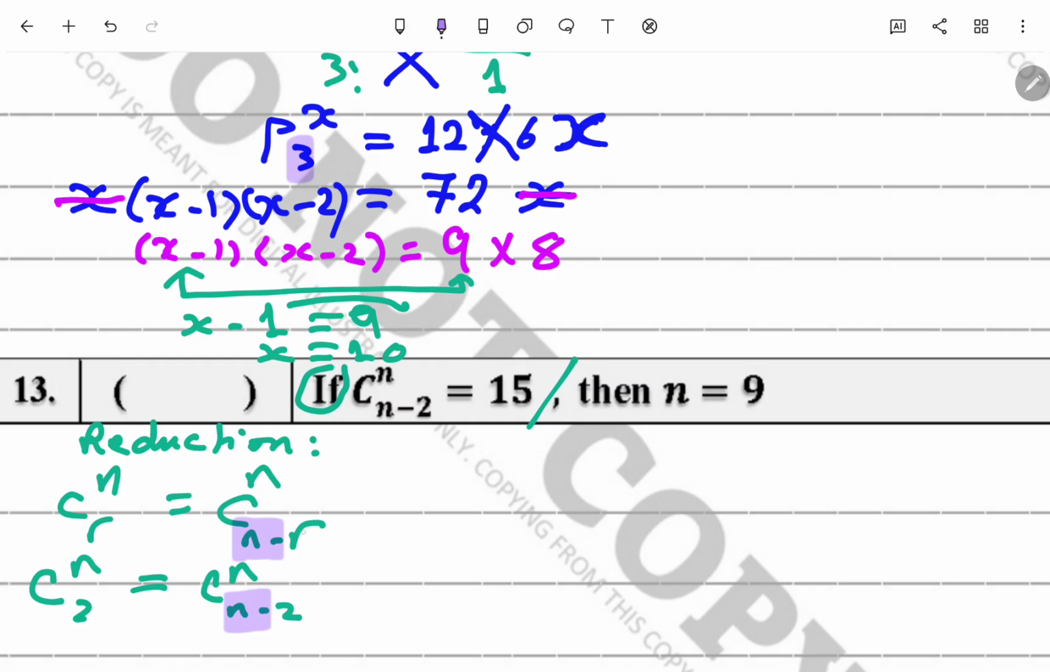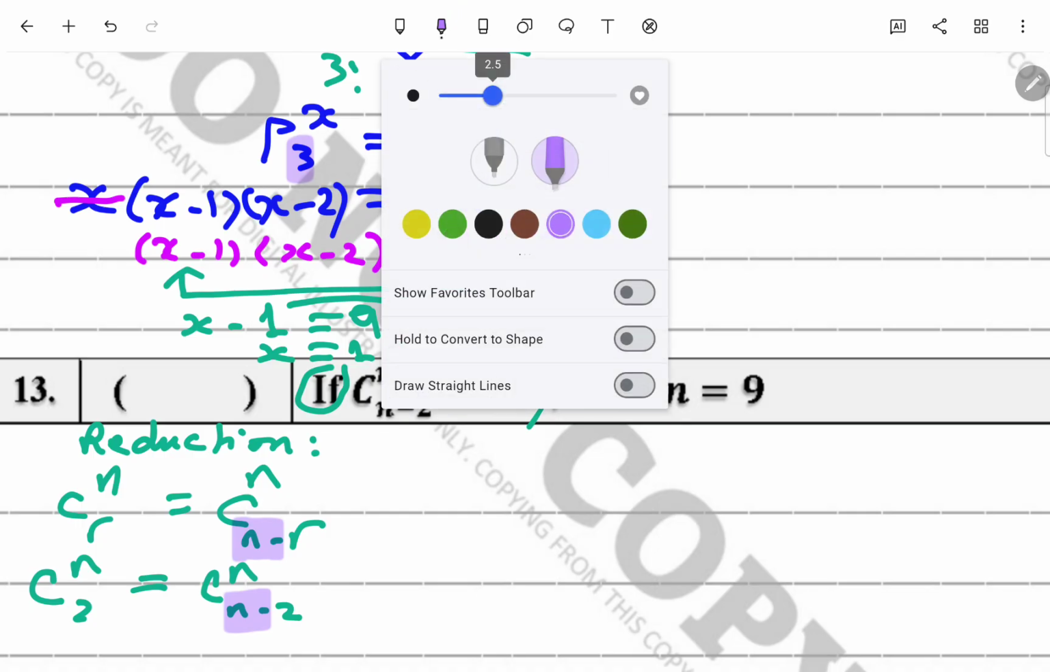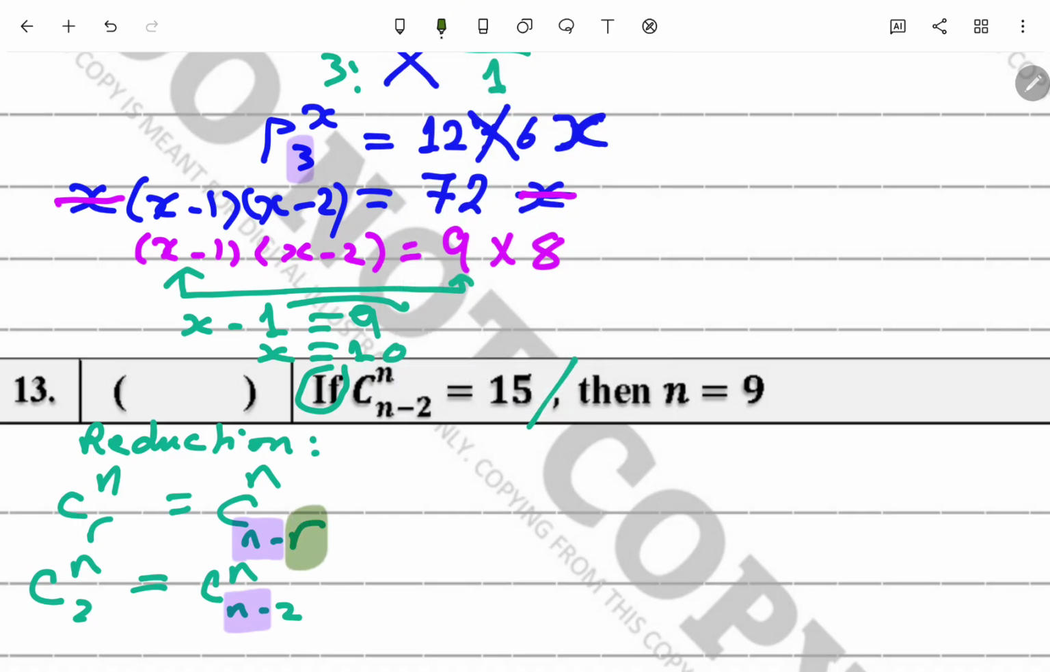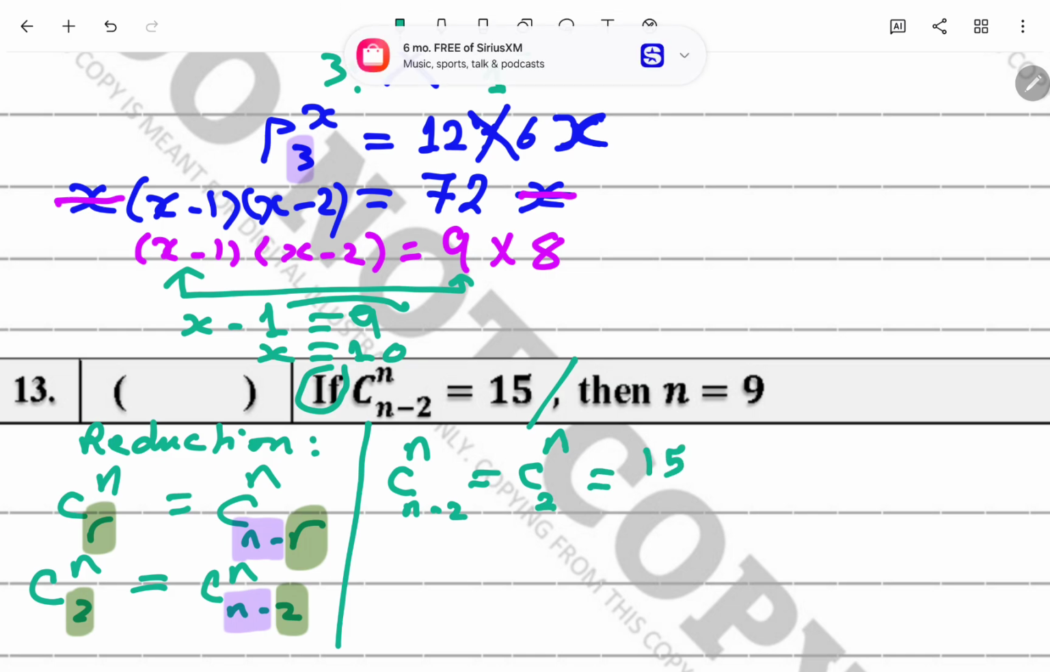You will have this r here, similar to that r here. This 2 here is similar to that 2 here. So I can simplify my work here to be n combination n minus 2 by the reduction rule. It will be n combination 2, and this will give you 15, by using permutation: n permutation 2 over 2 factorial will give you 15.